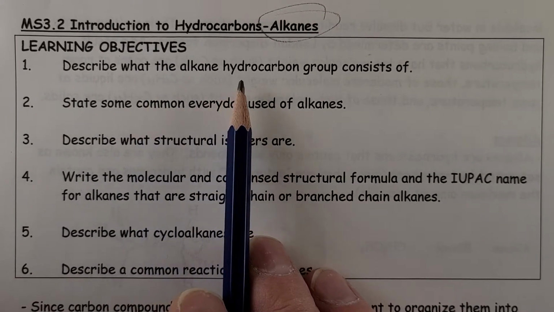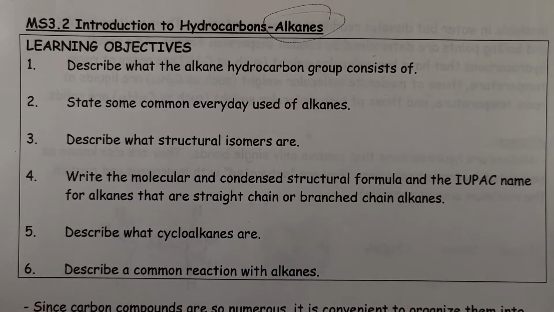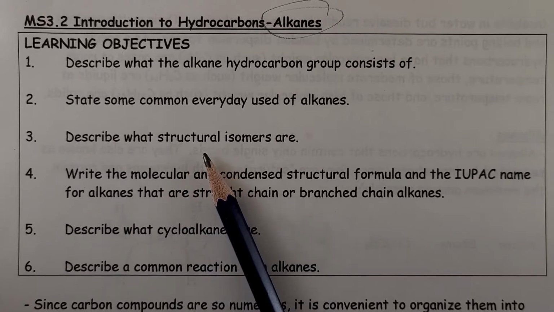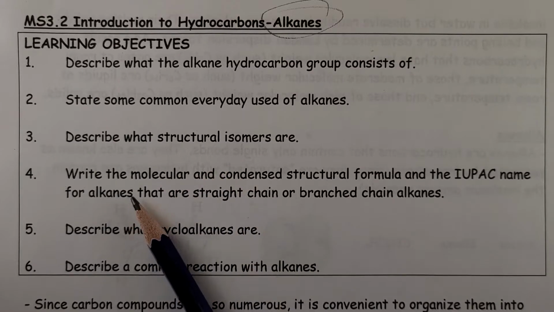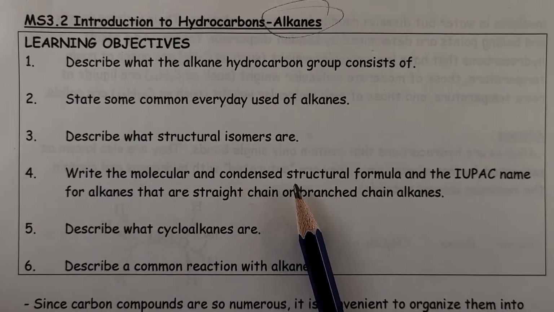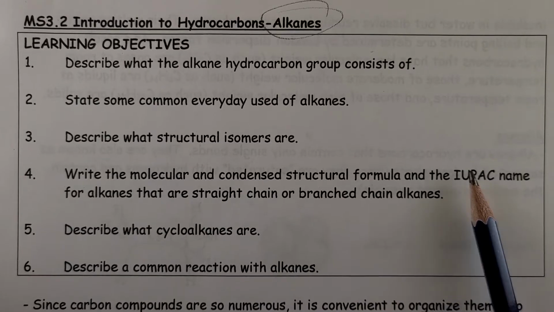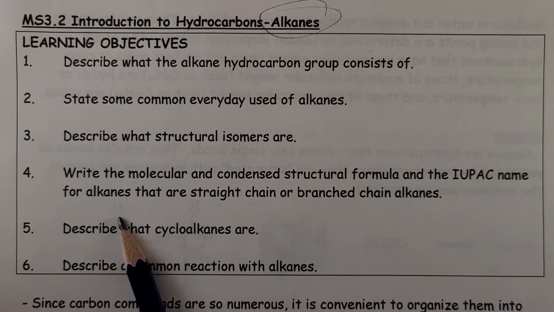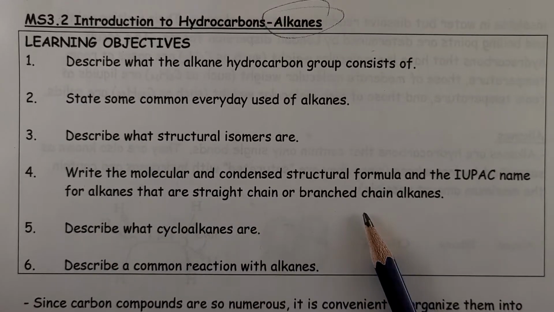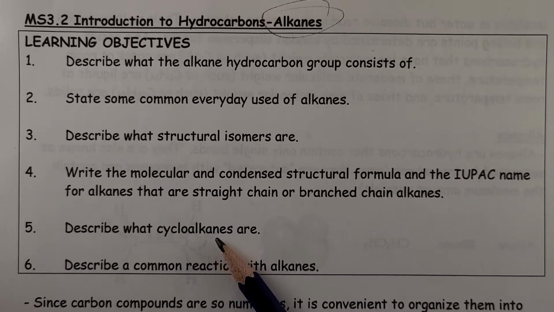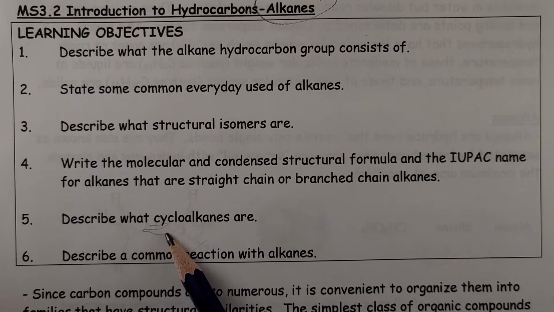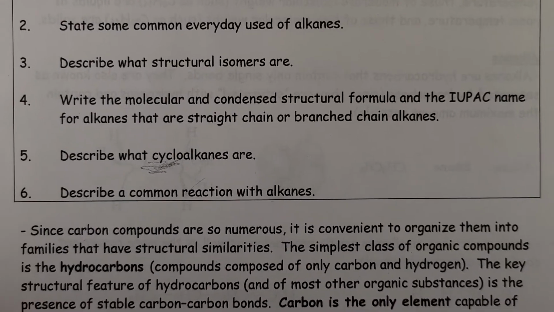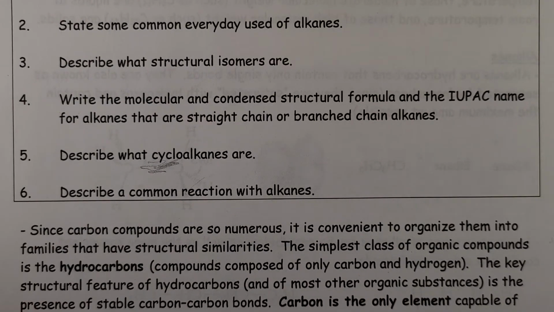Describe what the alkane hydrocarbon group consists of, state some common everyday uses of alkanes, describe what structural isomers are, write the molecular and condensed structural formula, and the IUPAC (International Union of Pure and Applied Chemistry) name for alkanes that are straight chain or branch chain alkanes. Describe what cycloalkanes are, so cyclo, cycle, circle, and describe some common reactions with alkanes.